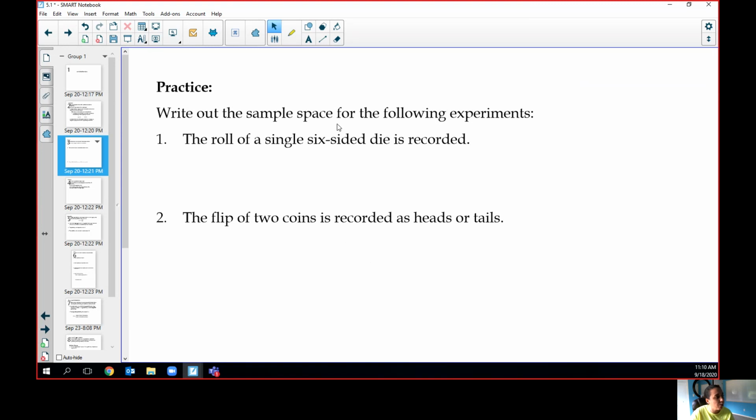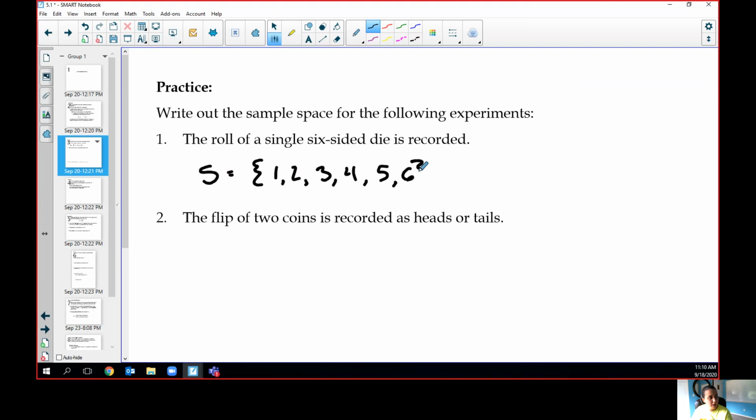Next, we're going to talk about how we find those sample spaces. Once again, a sample space is just all of our possible outcomes. So if we want to find the sample space of a single 6-sided die that is rolled, in that case, our sample space is going to be all the possible outcomes on that die. Well, that's just the numbers 1, 2, 3, 4, 5, and 6. Those are the numbers you will find on a normal 6-sided die. So that would be our sample space.